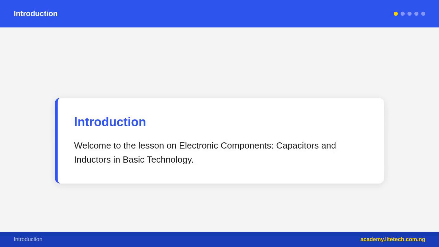Recap: Basic electronic components. You have already studied resistors, which resist the flow of electric current, and diodes and transistors in earlier classes. Today we focus on capacitors and inductors, two components that store energy.